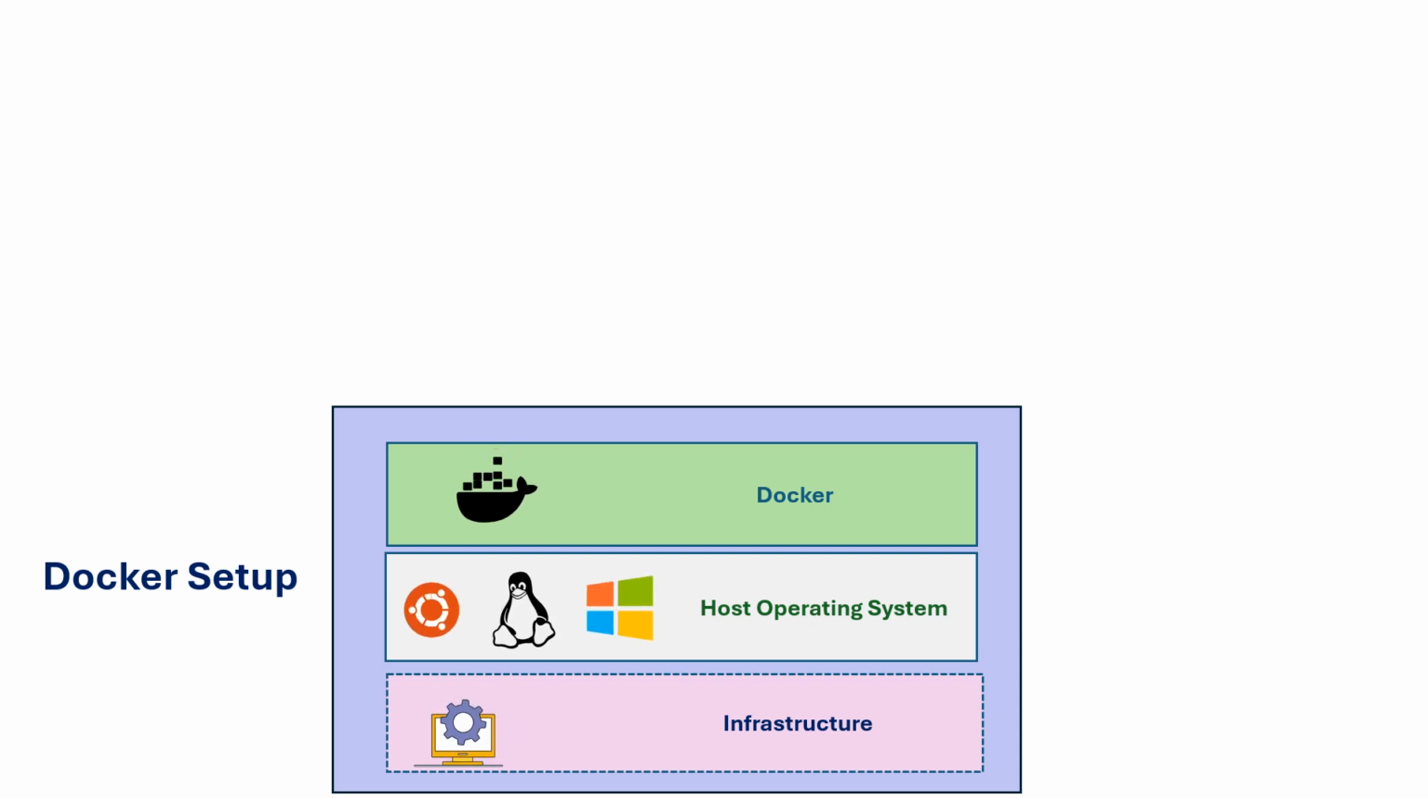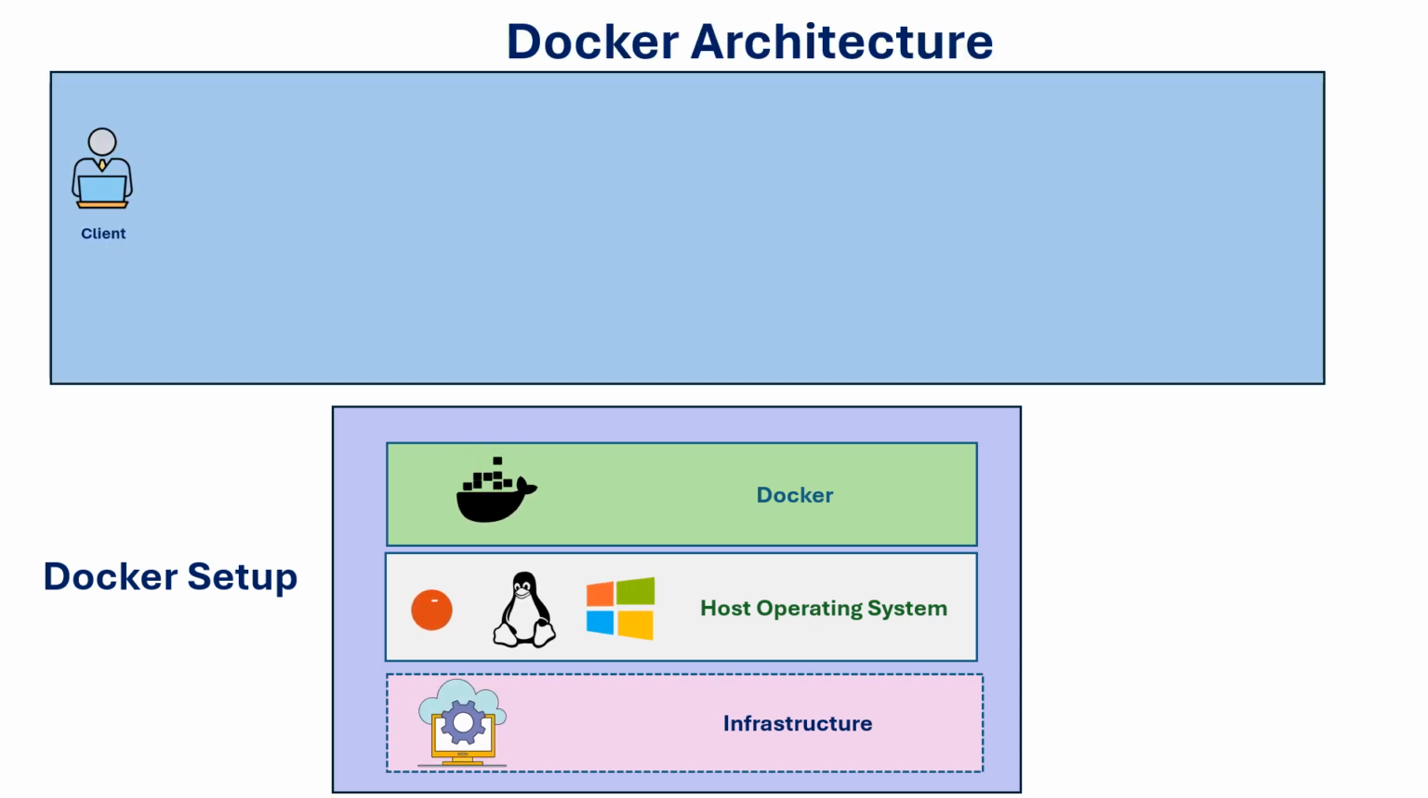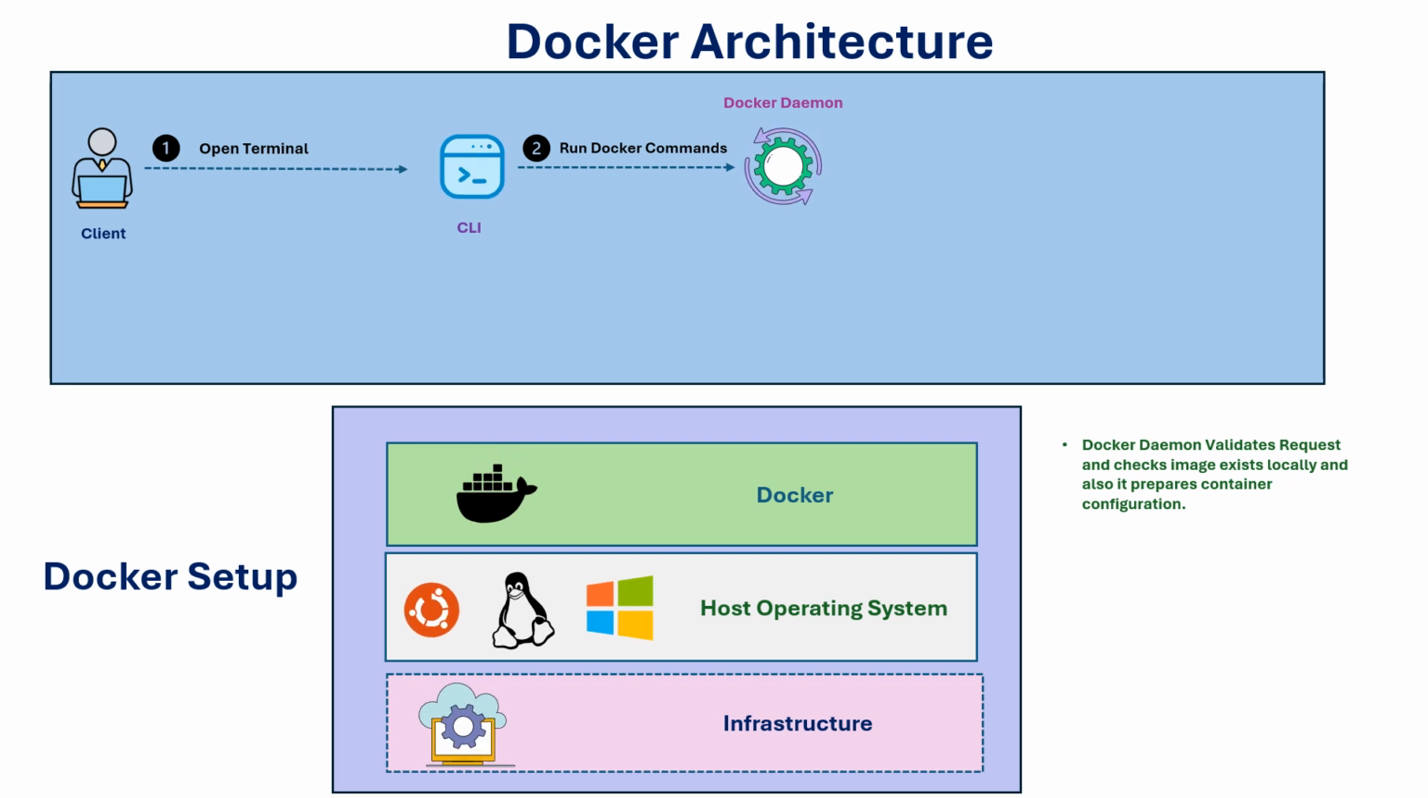Next we will be discussing Docker architecture. Let us understand Docker architecture. Imagine a client or a user on the left opens a terminal and uses the Docker CLI to issue Docker commands. The Docker commands are like docker build to build the image, docker run to run the container from that image, and so on. These instructions are passed to the Docker daemon.